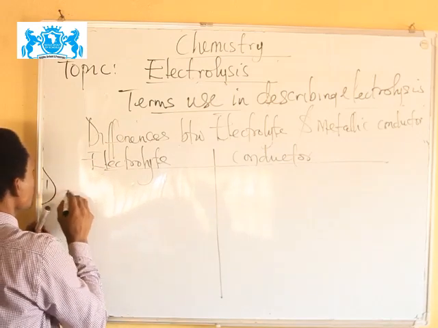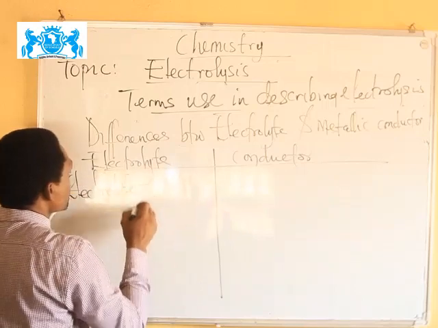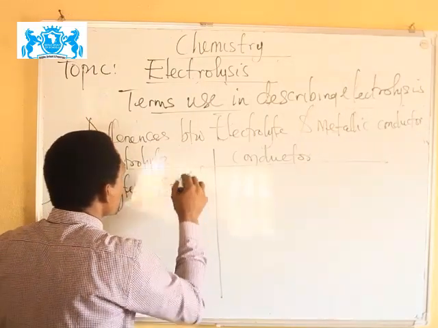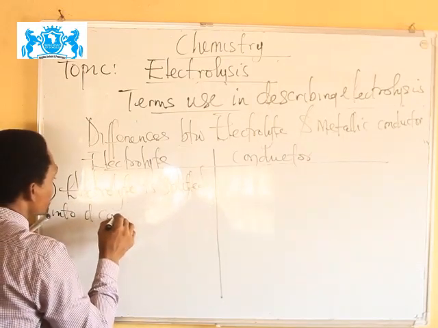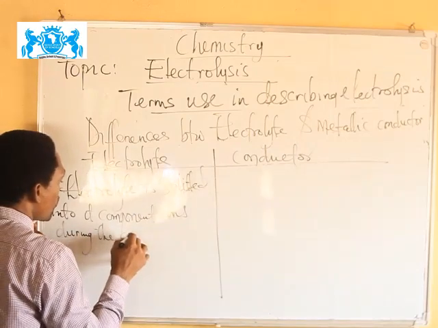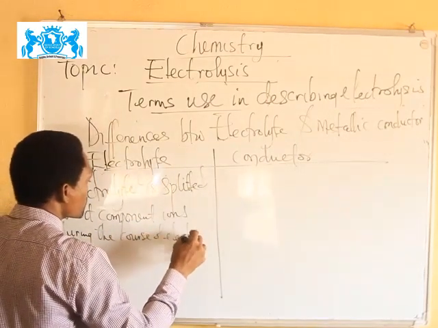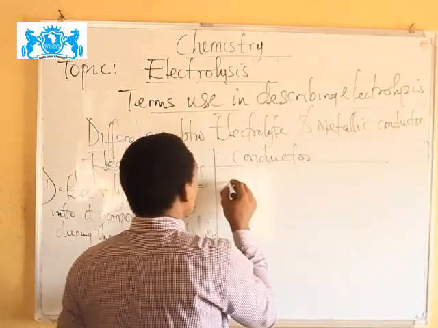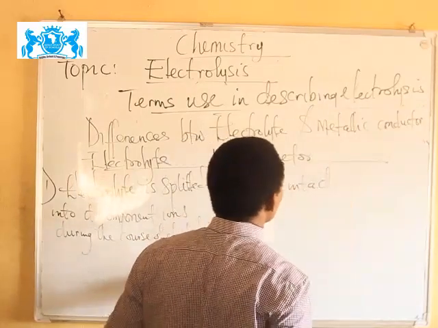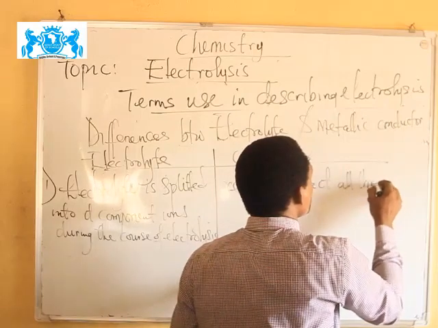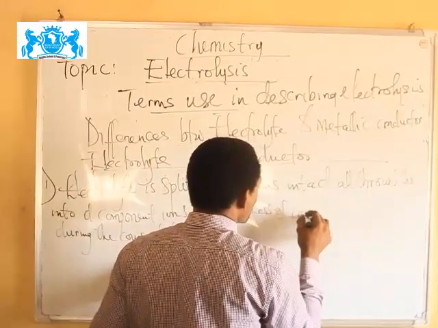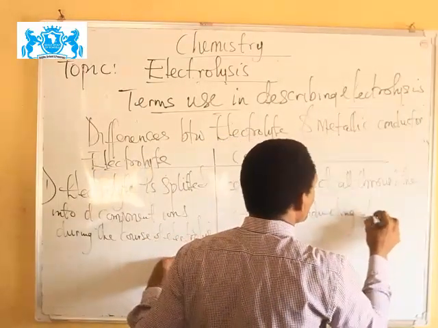That's one. So an electrolyte is split into its component ions during the course of electrolysis, while metallic conductors remain intact all through the process of conducting electricity.